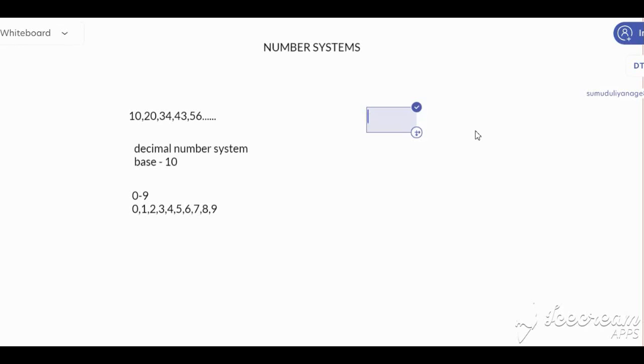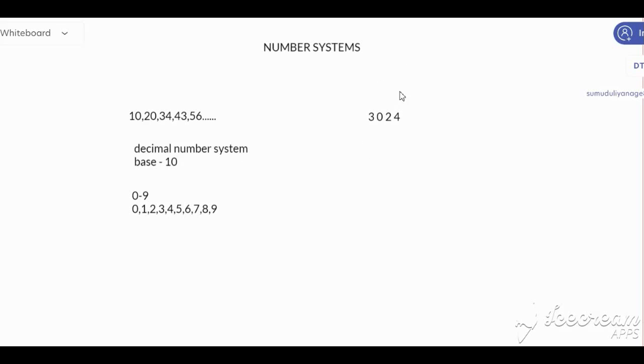If you take the number 3024, how this number is made is very important to know. This number has 4 digits, 3024, and it is made like this. I'm going to show you.